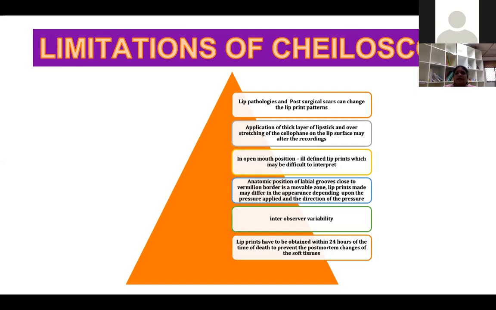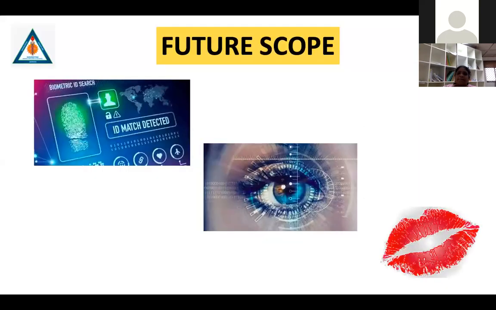Lip prints have to be obtained within 24 hours of the time of death to prevent the post-mortem changes of the soft tissues. There are a lot of devices using the size and shape of the lip. That is, anthropometric analysis of the lip is definitely used in biometric devices. Lip biometric devices are available, but lip print utilization in biometrics, like fingerprints, is really a very challenging research in cheiloscopy.